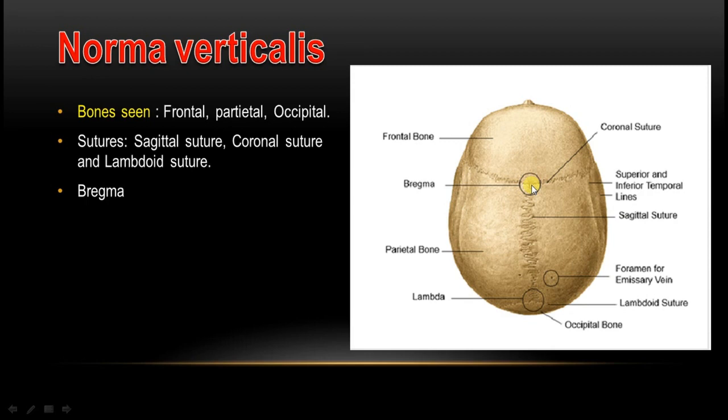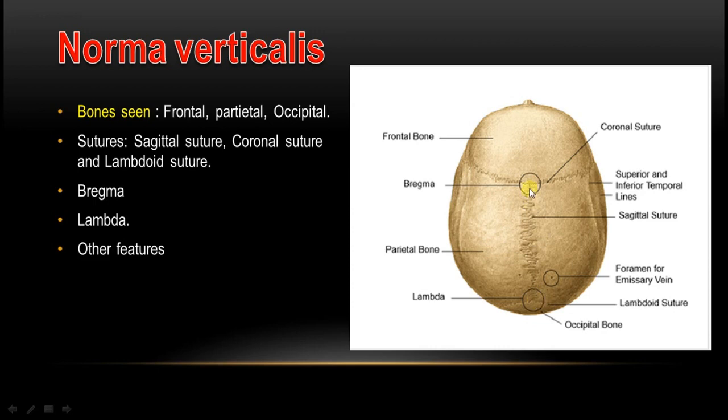So that is actually called the bregma. Then the meeting point of the sagittal suture and the lambdoid suture is called the lambda. As I told you, it represents the symbol lambda. Again, here also, in the fetal skull and the neonatal skull, you can see a membrane which is not fused, called the posterior fontanelle.